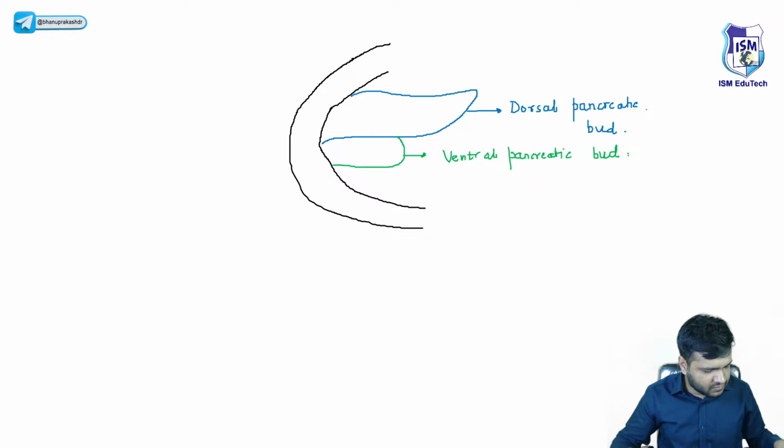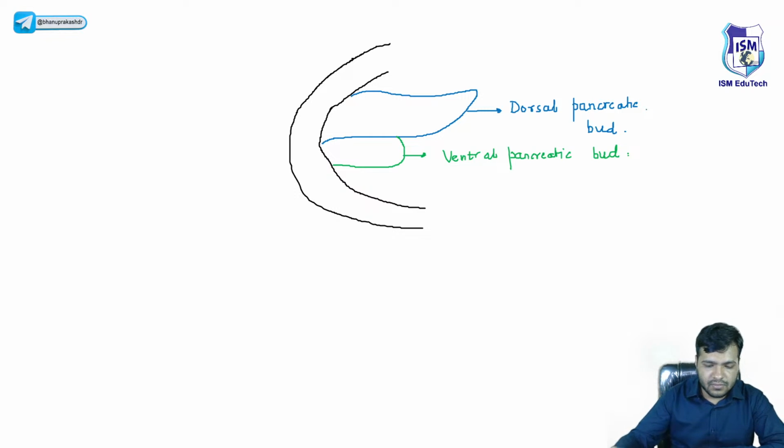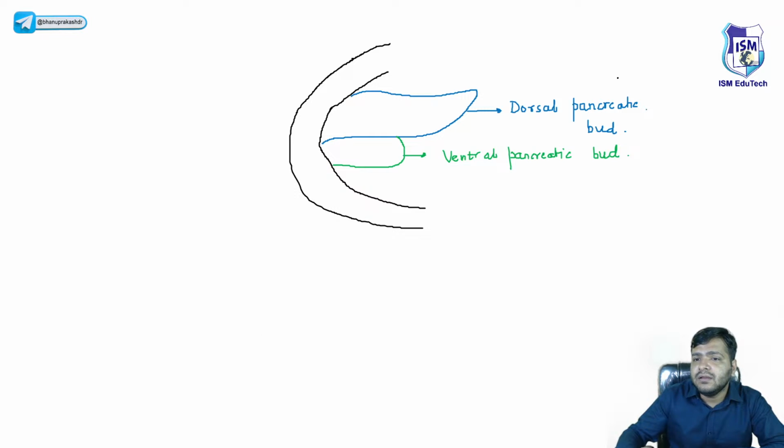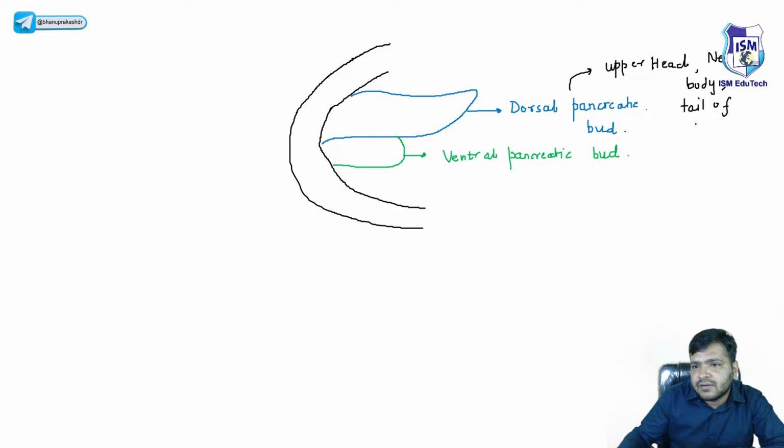Okay, so now, the dorsal pancreatic bud. These are again important MCQ embryology questions that you have to keep in mind. The dorsal pancreatic bud will give rise to the upper head, the neck of the pancreas, the body and tail of the pancreas.